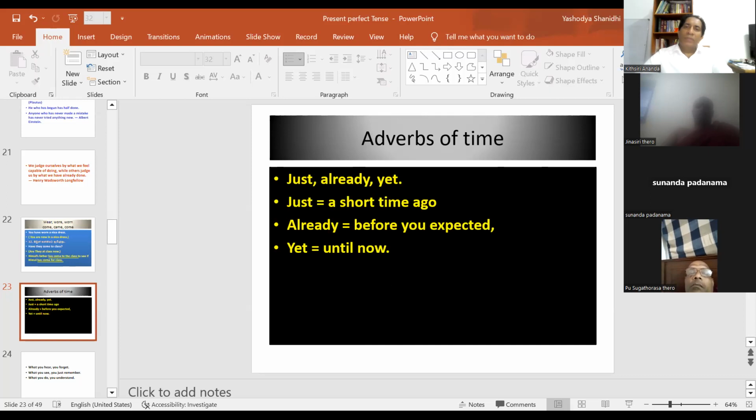When learning the simple present tense also, we discuss a few adverbs which we use with that particular pattern. And when it comes to the present perfect, we find these adverbs are profusely used. Just here means a short time ago. Already means before you expected. Yet means until now.